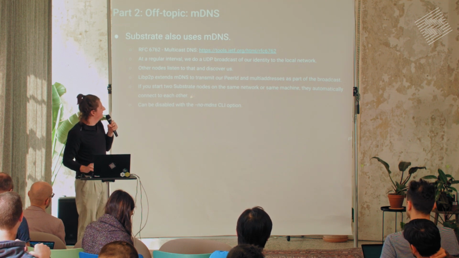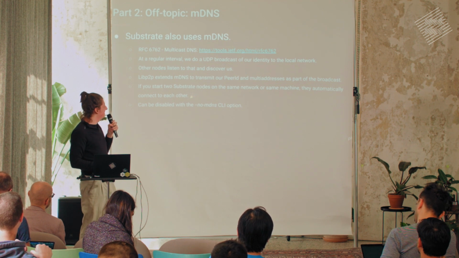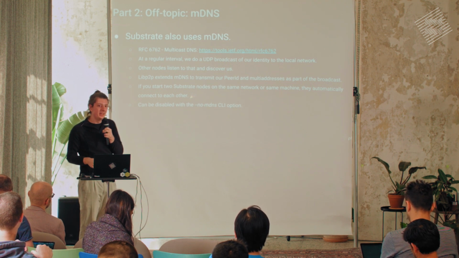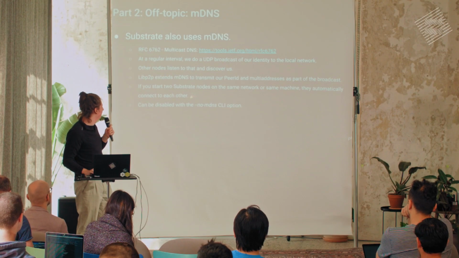We're using mDNS. mDNS consists in broadcasting every few minutes a UDP packet on the local network, containing our identity and our addresses. Thanks to that, you can discover the nodes that are on the same network as you. You can start a Substrate node and another Substrate node on the same machine or on two different machines on the same network, and then we automatically connect to each other, which is quite cool. I don't know if you agree, but I find that quite cool. You can disable that if you don't want it with the --no-mdns CLI option.